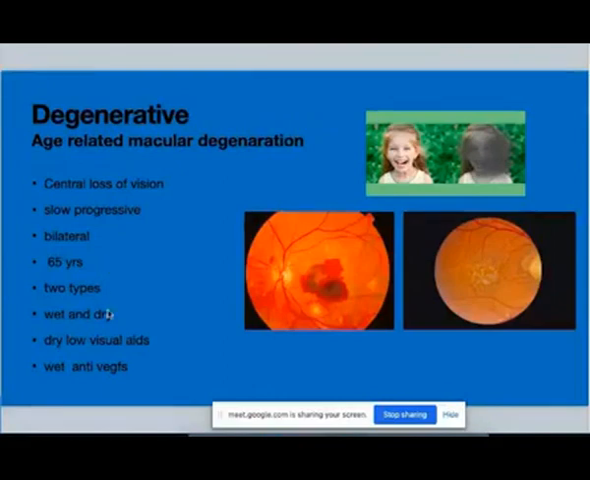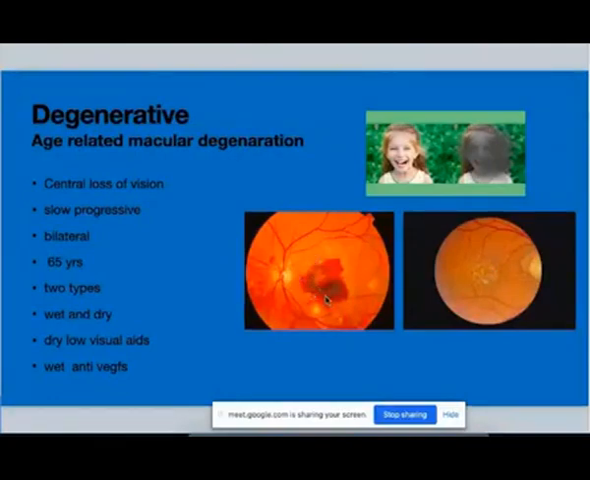We have two types, wet and dry type. Wet type means there is edema, leakage of blood, leakage of fluid. Dry type means just degenerative lesions called drusen here, which are like lipid deposits, and that causes atrophic lesions. There's no leakage, but the macula becomes dry and atrophic and really thin. And the wet one is leakage of blood and fluid.